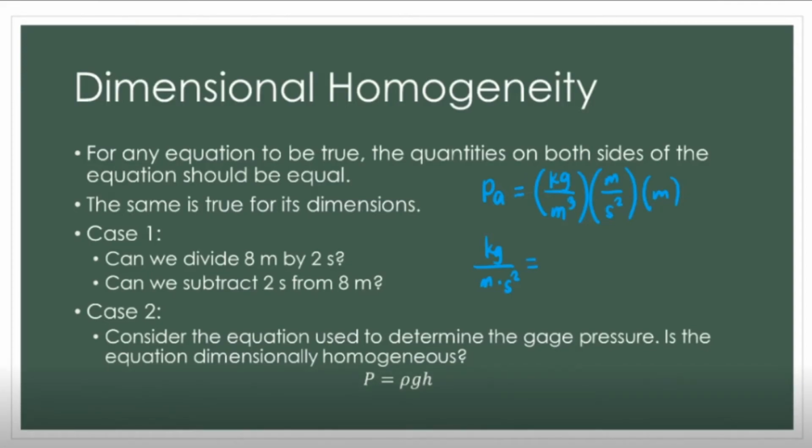A simple cancellation of units would tell us that 2 meters in the numerator would cancel with 2 meters in the denominator, leaving us with kilogram per meter per second squared. And again, that is a true equality. You can use either of the two methods that I have discussed, either use the base dimensions or use the base units. Use the method that you are comfortable with. Anyway, they would give you the same results.